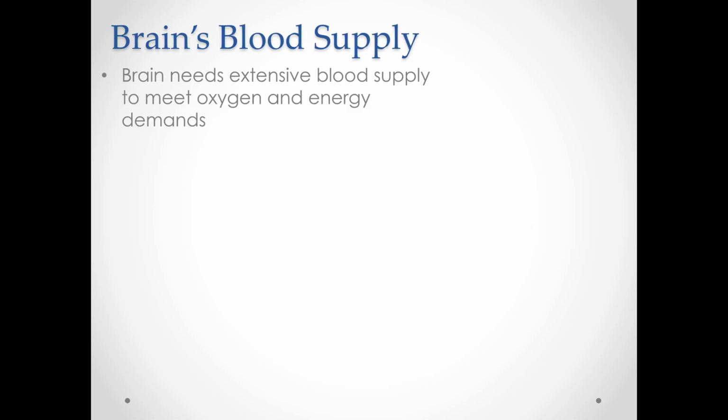So the brain needs an extensive blood supply to meet its oxygen and energy demands. The brain is actually quite a glucose hog. It uses up about 30% of all the glucose that your body takes in or creates. It also needs a lot of oxygen because it has no way to store extra oxygen, so there is no myoglobin in the brain. So it needs a constant oxygen supply.